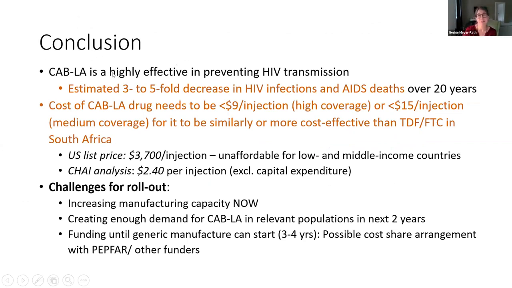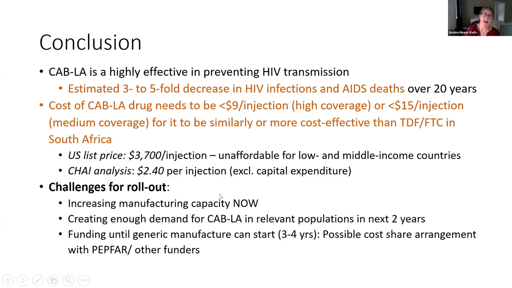Cabalet is highly effective at preventing HIV transmission. What we added to this is that it would, if our assumptions hold true, lead to a 3- to 5-fold decrease in HIV infections and AIDS deaths over the next 20 years. We would need the drug to be costing between $9 and $15 per injection for it to be similarly or more cost effective than oral PrEP in South Africa. And that meant that we could add a very tight range to that discussion about the right price for Cabalet that has been raging for about the last 1.5 years.